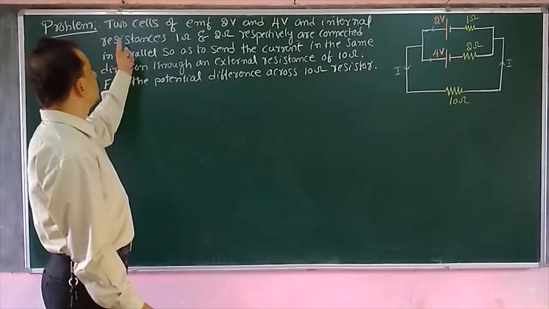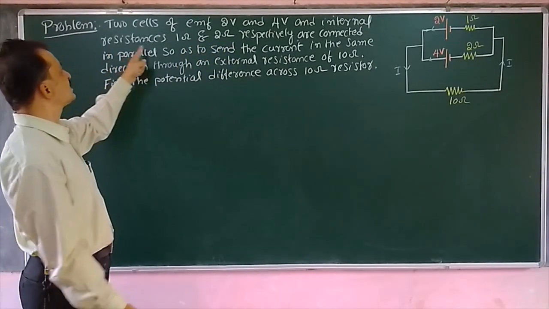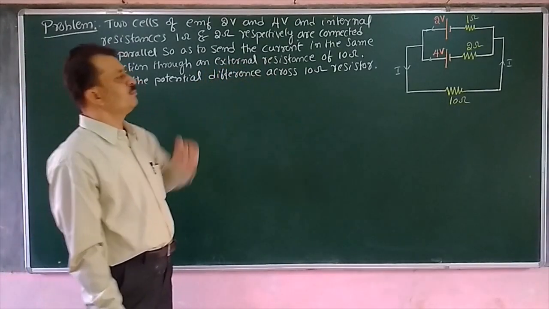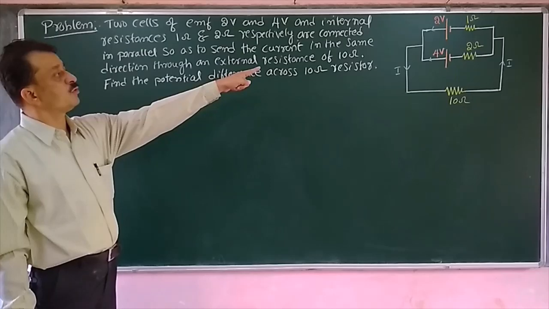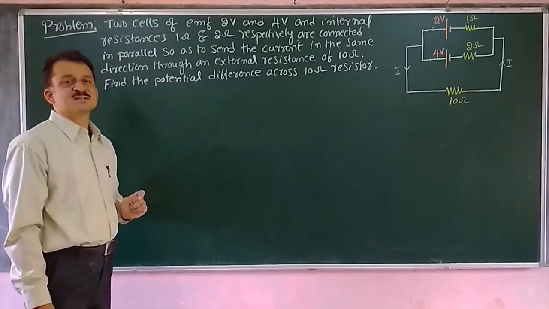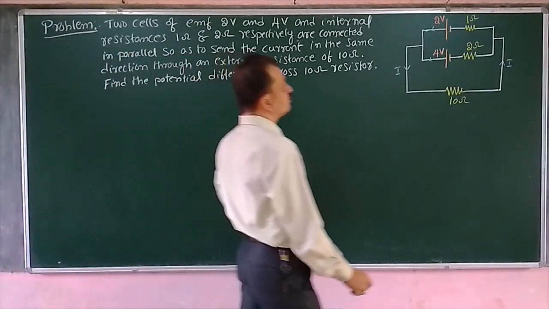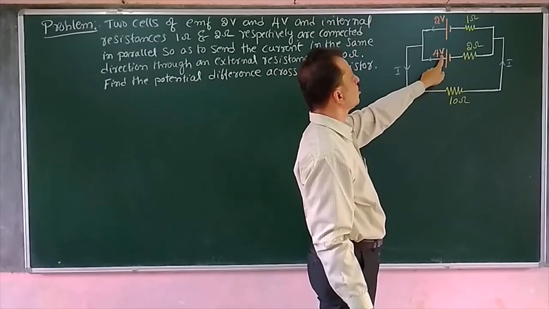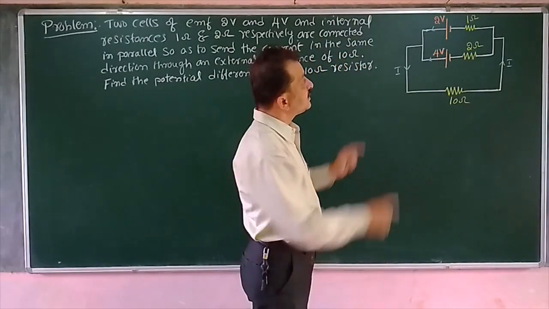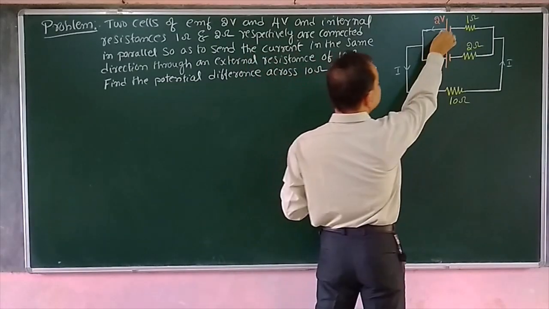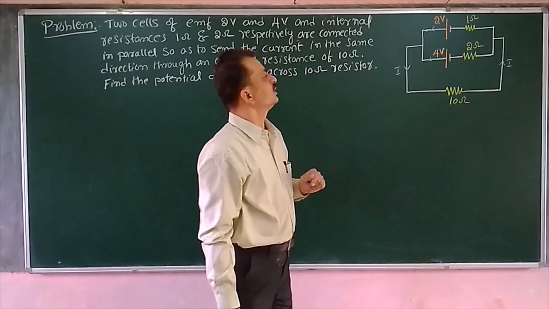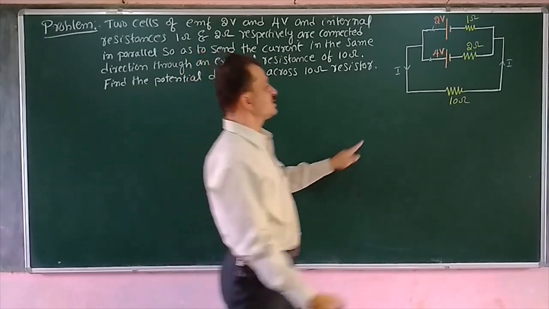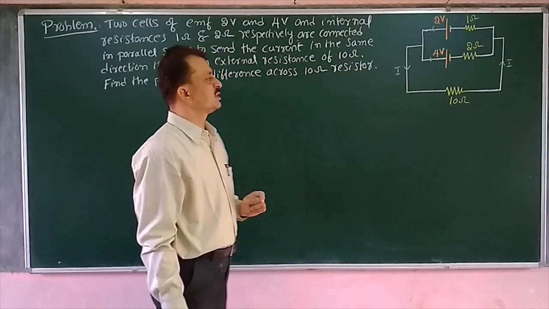Clear? Next problem. Two cells of EMF 2 volts and 4 volts and internal resistances 1 ohm and 2 ohm respectively are connected in parallel so as to send the current in the same direction through an external resistance of 10 ohm. Find the potential difference across the 10 ohm resistor. For that we will have a diagram like this. This is the first cell, 2 volts, and internal resistance is 1 ohm. The second cell has EMF 4 volts and internal resistance 2 ohms, and they are connected in parallel such that they send the current in the same direction through an external load resistor of 10 ohm. Then what is the voltage drop across the 10 ohm resistor? That we have to calculate.